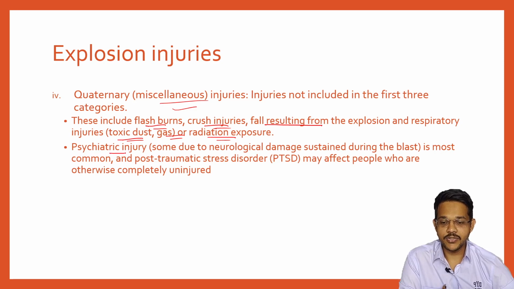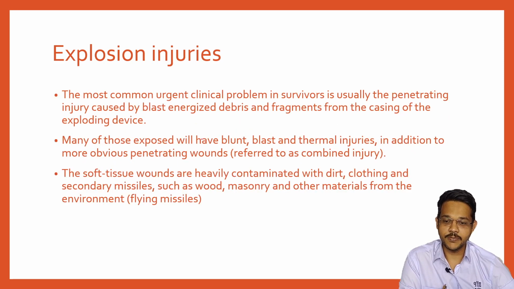Some types of psychiatric injury are also included in quaternary injuries, because psychiatric injuries like neurological damage sustained during the blast are most common. Then post-traumatic stress disorder may also affect people who are otherwise completely uninjured. So a person may experience PTSD even though the person does not have any external injuries. The most common urgent clinical problem in survivors usually includes the penetrating injuries caused by blast-energized debris and fragments from the casing of the exploded devices. So serious problems occur in the case of penetrating injuries, which have to be addressed first.